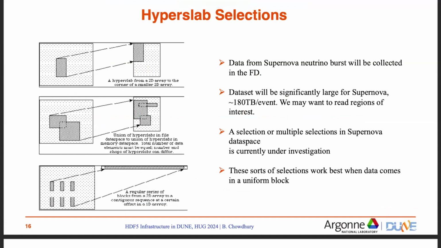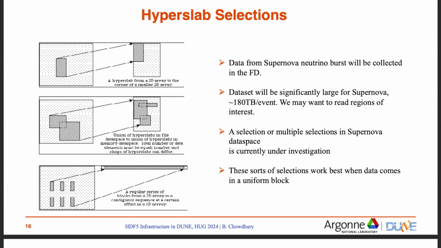Okay, so data from a Supernova neutrino burst will be collected in the FAR detector, and the data set is significantly large for Supernova, pretty much 180 terabytes per event. So this is pretty large data. It is highly challenging to process all of the 180 terabytes in one go. So we may want to read parts and pieces and regions of interest, what we want to process.